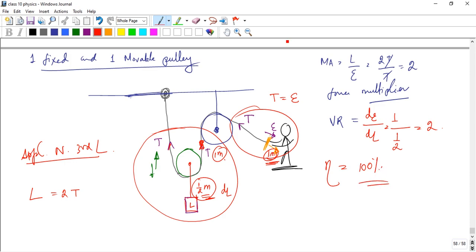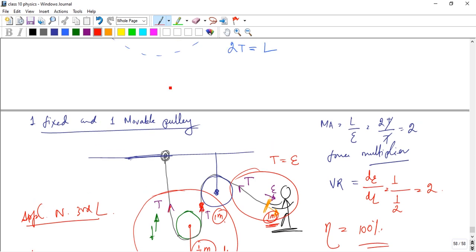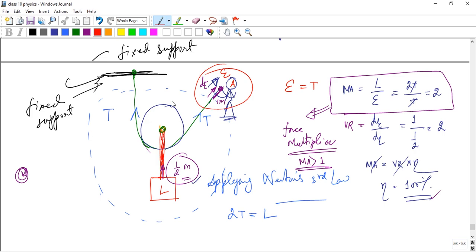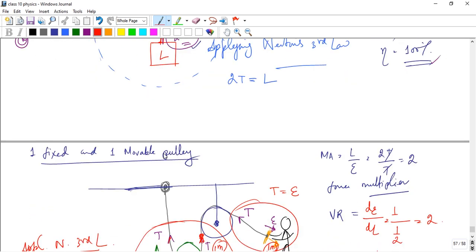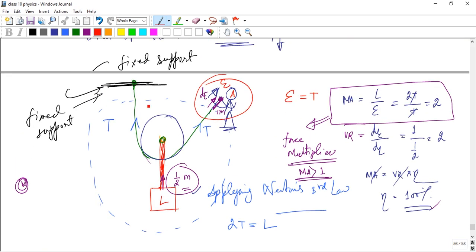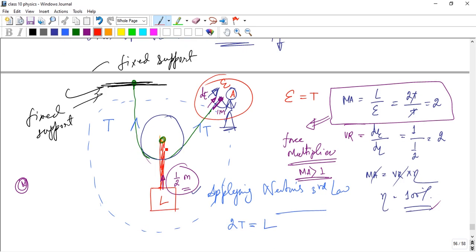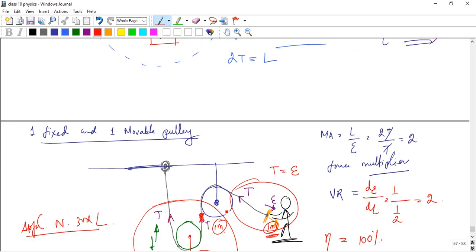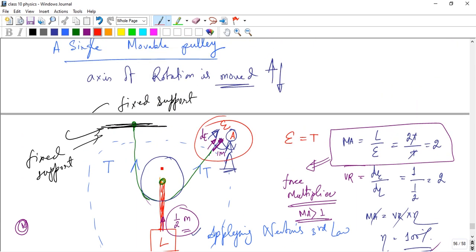So that is one fixed and one movable pulley. The mechanical advantage is 2, and one movable pulley alone also gives a mechanical advantage of 2. I think a single movable pulley is more cost efficient because there is one pulley, while here there are two pulleys, which costs more. So you choose the more efficient way, the less costly one. That's why the single movable pulley is the best option.